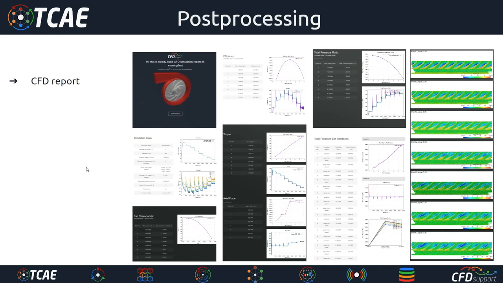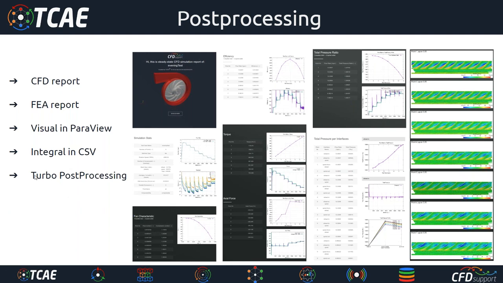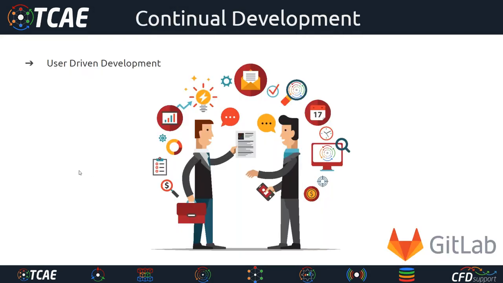And TCAE has a very good post-processing system. So there are special HTML reports in web responsive format where you can see the integral results. You can do the visual post-processing in ParaView. I guess ParaView is a big part of TCAE. Actually, the graphical interface is ParaView. You can do 100% of the workflow in it. And of course, the results are stored in CSV files for data mining, and there are a lot of turbomachinery post-processing tools, etc. So very strong post-processing.